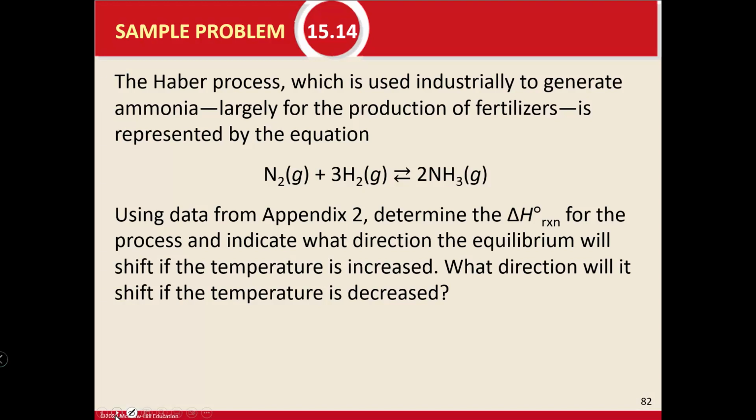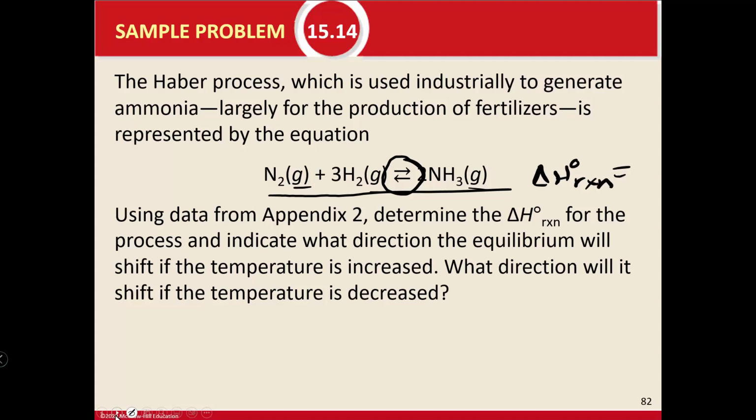All right, so let's look at this one. The Haber process, which is used industrially to generate ammonia, largely for the production of fertilizer, is represented by this equation. Notice it's balanced. Notice the phases are present. And notice that it is reversible. Using the data from Appendix 2, calculate the delta H of the reaction. So you've got to calculate this on your own. The standard enthalpy of reaction.